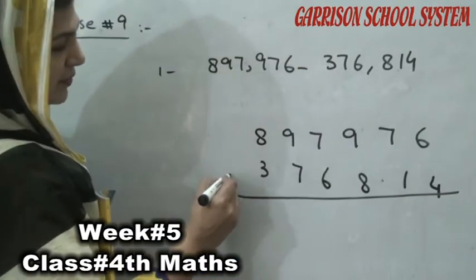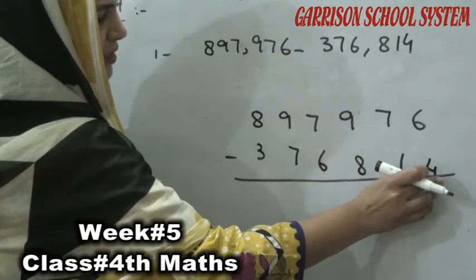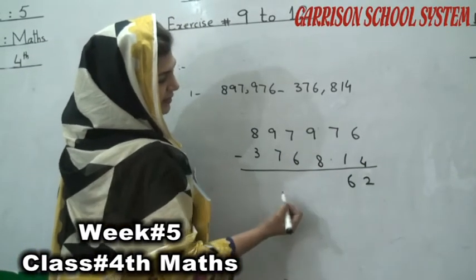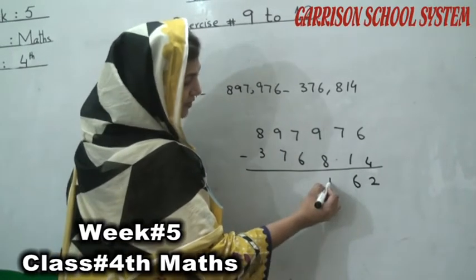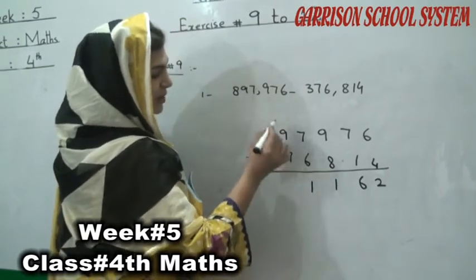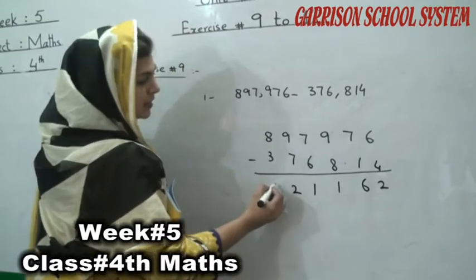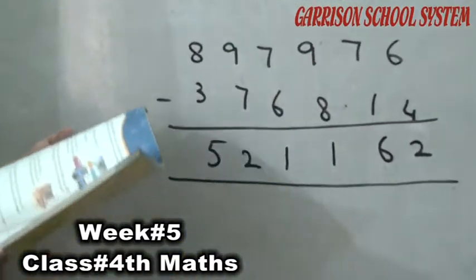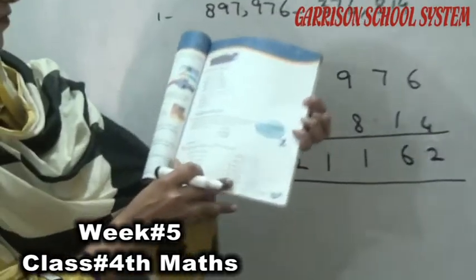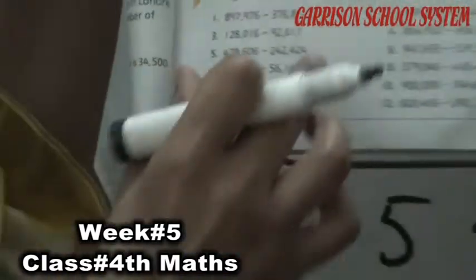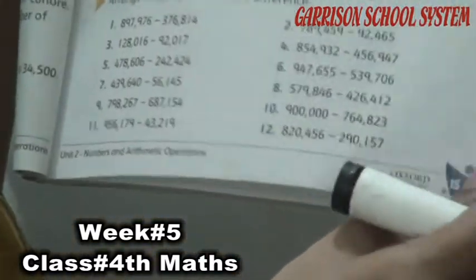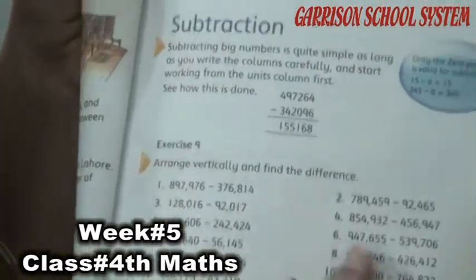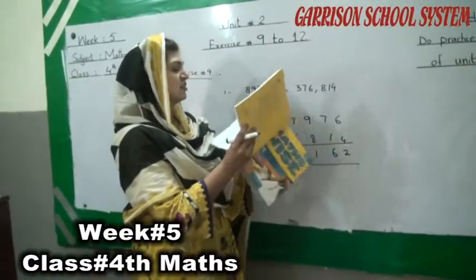And we will subtract. 4 from 6, we get 2. 1 from 7, we get 6. 8 from 9, we get 1. 6 from 7, we get 1. 7 from 9, we get 2. And 3 from 8, we get 5. Now students, we have solved question number 1, and in this way you can do all the questions of exercise number 9 by yourself, up to question number 12. These are all subtraction questions. These questions are so easy.